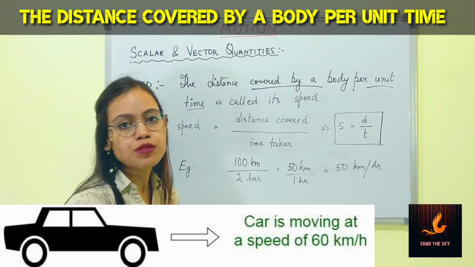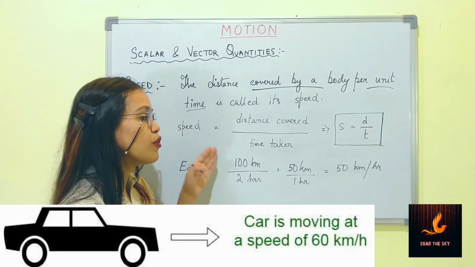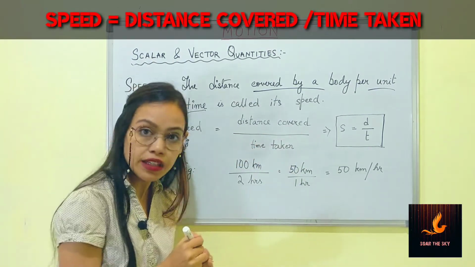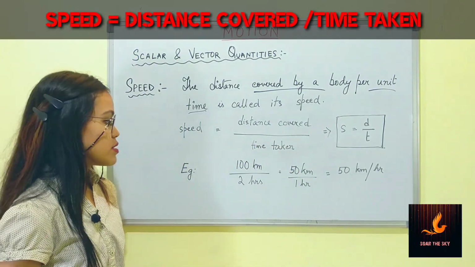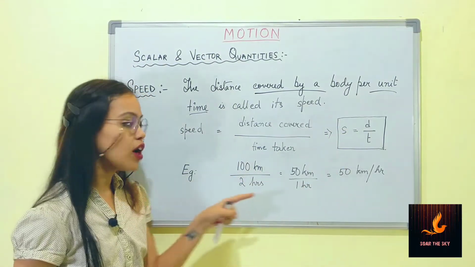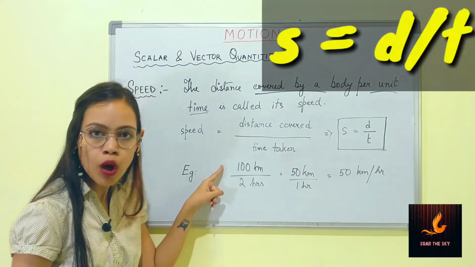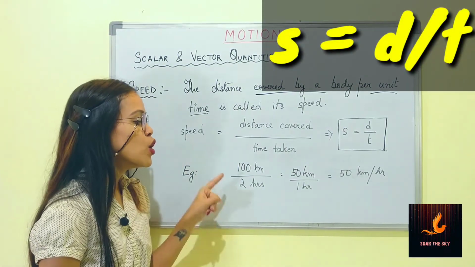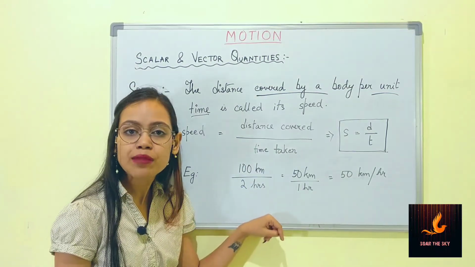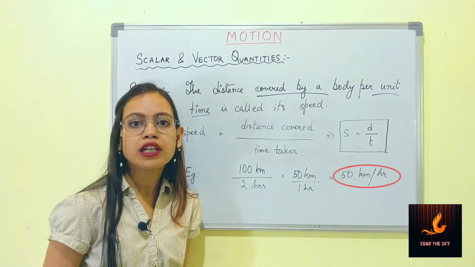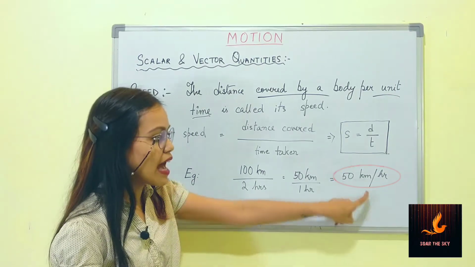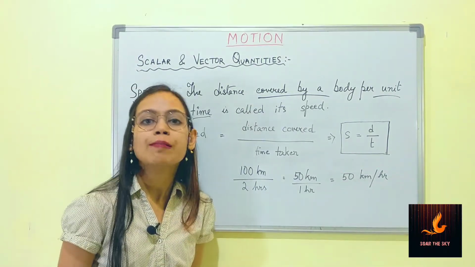The speed of a body can be derived by the following formula, which is distance covered by the body divided by the time taken by that body to cover the distance. So here you can see the formula is S is equal to d by t. So according to that, if a body covers 100 kilometers of distance in 2 hours, we can convert it into 50 kilometers in 1 hour. So the speed of that body will be 50 kilometers per hour, and hence it is a scalar quantity. So it only has a numerical value or magnitude.